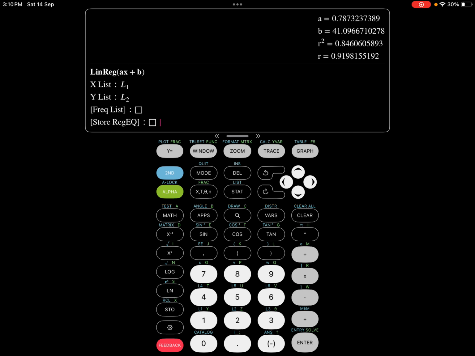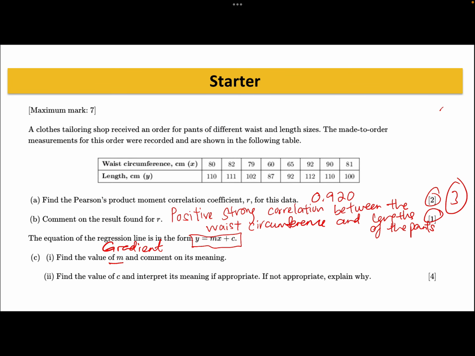So what we're going to do is go back to this, and we have m to be 0.787. Again, I'm going to round this to 3SF. I'm just going to do part 2 at the same time, okay? So we know that c would just be 41.1, again to 3SF.